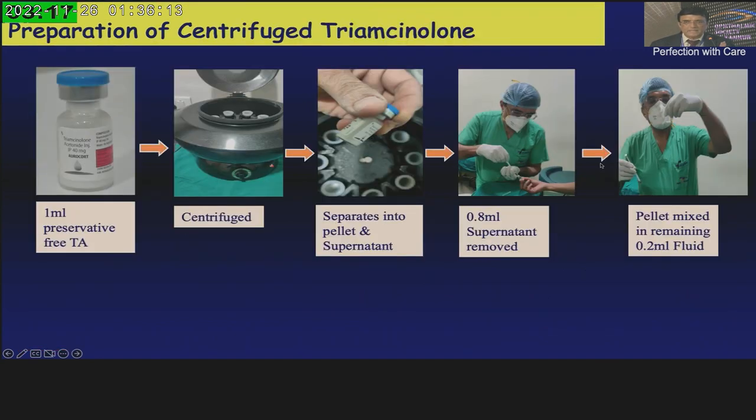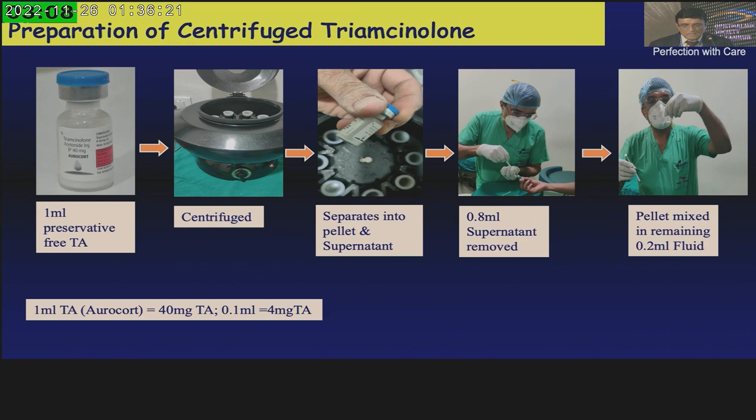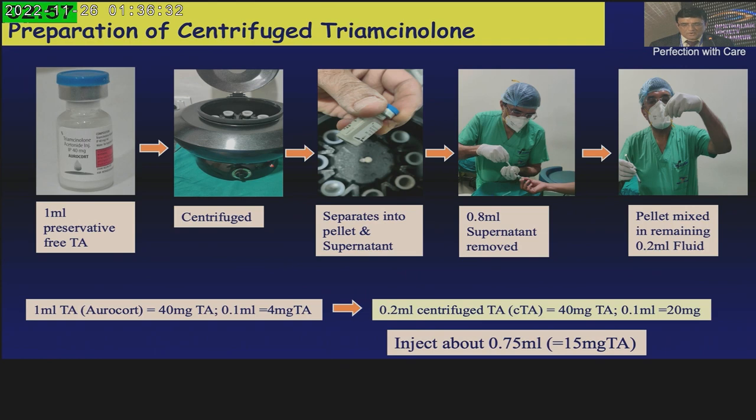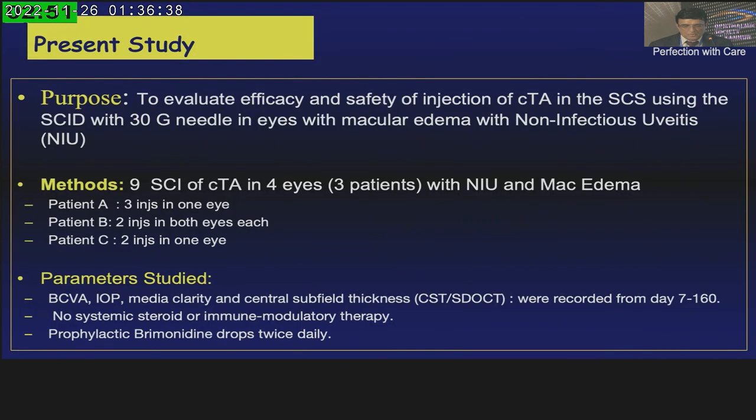Then we went ahead and did something more. We wanted to increase the effectivity of our triamcinolone. So I bought a centrifuge and started centrifuging the triamcinolone. Of the 1 ml of Aurocort, we used to throw away 0.8 ml, take 0.2 ml, and then inject 0.1 ml of this, which means we are injecting almost 15 to 20 milligrams of the drug into the suprachoroidal space.